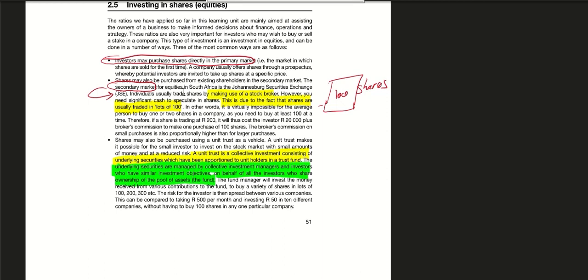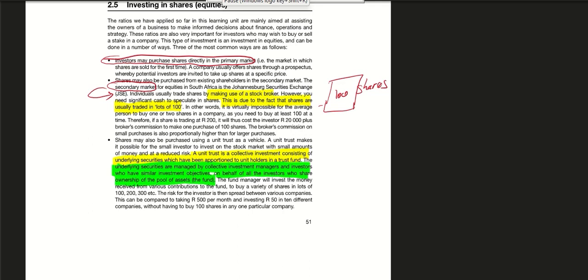The secondary market, in South Africa, would be the JSE, the Johannesburg Stock Exchange. There you will purchase from existing shareholders. So that's the secondary market. And the third way would be to purchase using a unit trust. The unit trust is quite a cost efficient way to purchase because if you have to purchase on the JSE, you have to buy in batches or lots of hundreds of shares, and that can be quite costly.